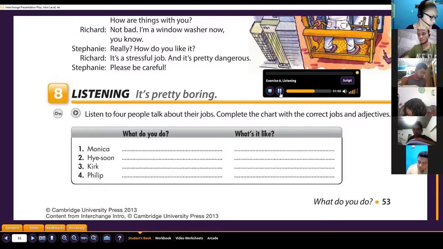3. Where do you work, Kirk? At a store. Oh, are you a salesperson or a cashier? No, actually, I'm a security guard. Really? How do you like it? It's pretty boring. I don't like it very much.